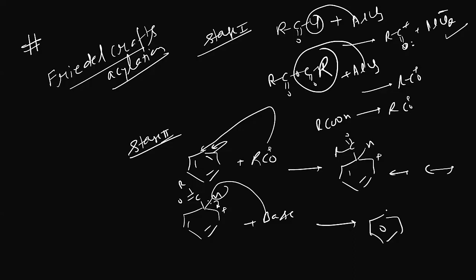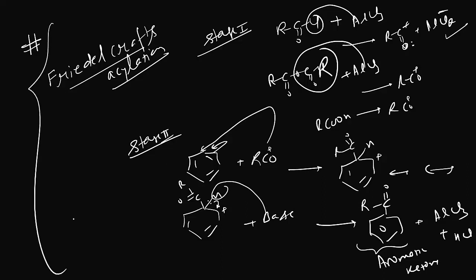Any confusion, please ask. You get an aromatic ketone. If you have selected AlCl4 minus, then AlCl3 and HCl. This is the aromatic ketone. I will give you important points for Friedel-Crafts alkylation and Friedel-Crafts acylation in the next lecture. You just copy this part.